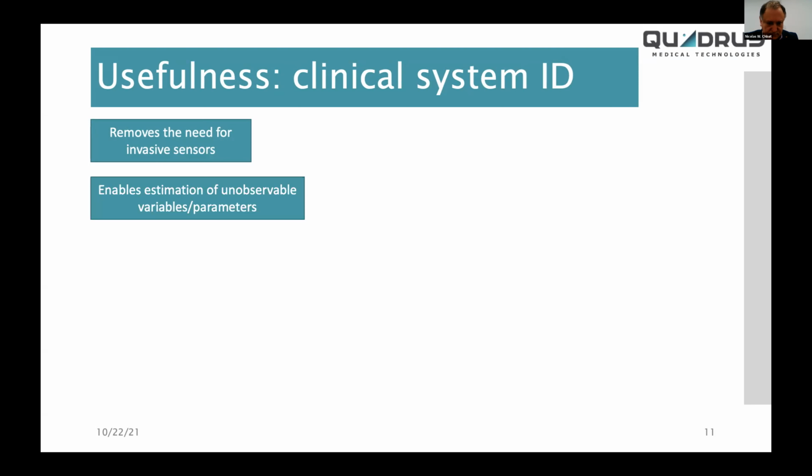It enables estimation of unobservable variables and parameters, which is what I just explained, like stiffness of the lung and resistance in the airway.